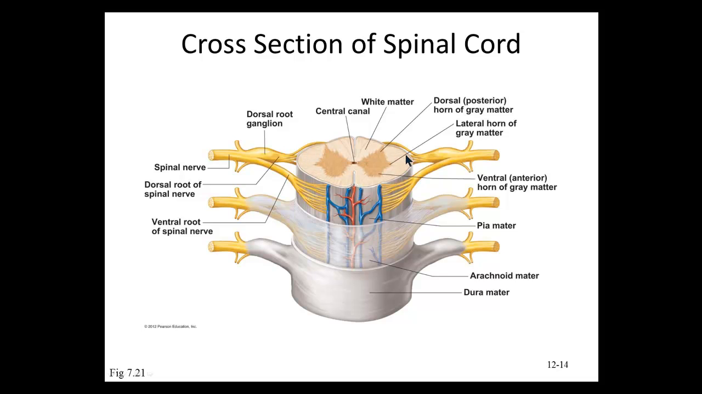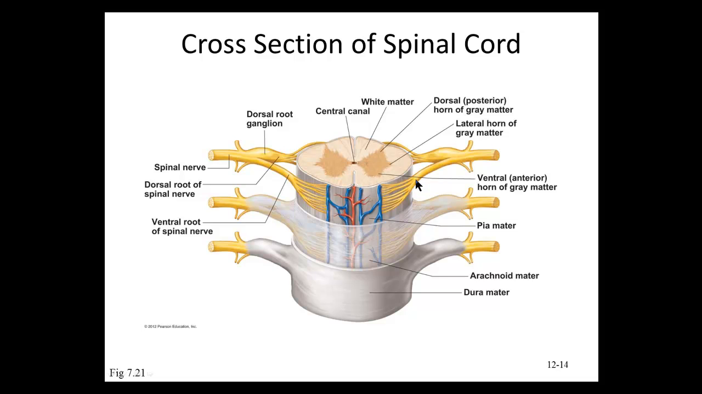Just as we have a lateral horn, you can see this piece coming out here on the gray matter. These are the lateral horns. So again, if we define these horns in terms of the information that they process, the dorsal horn receives sensory afferent information. The lateral horn carries motor autonomic information traveling out of the spinal cord, and the ventral horn carries somatic motor information out of the spinal cord.